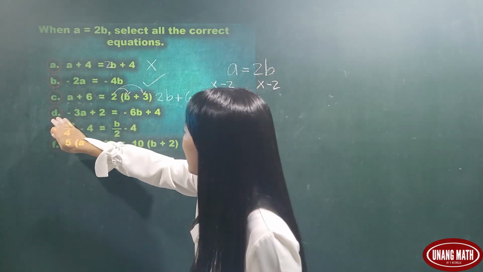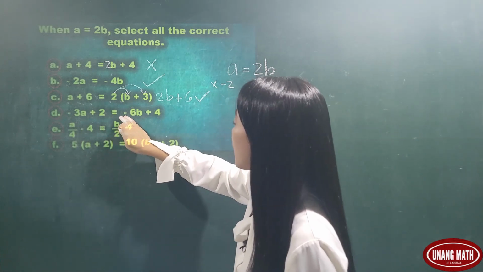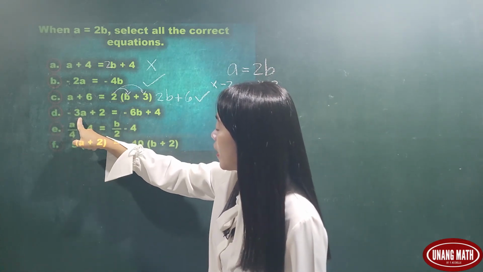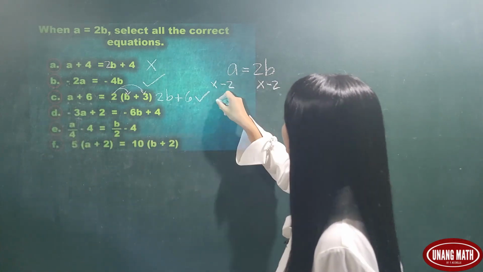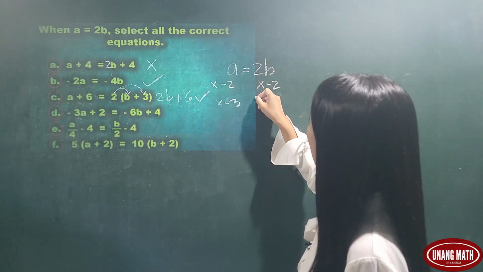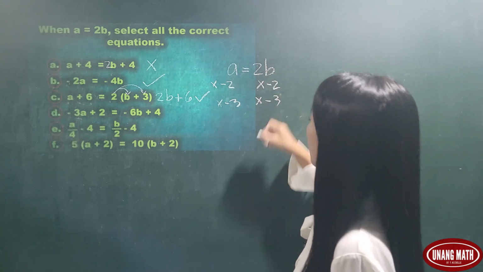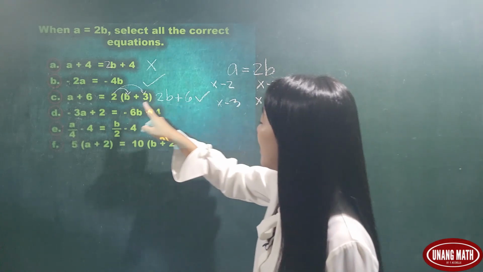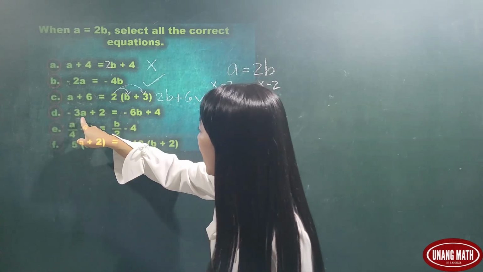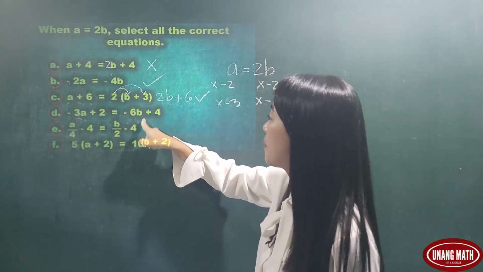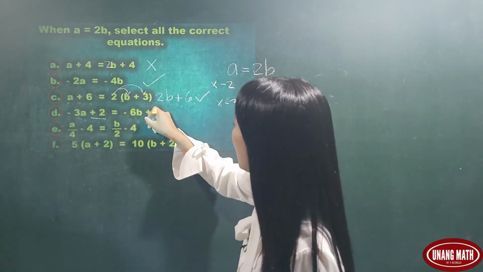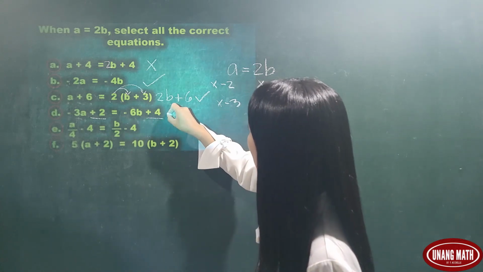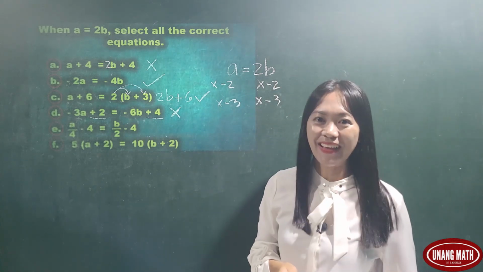Okay, how about letter D? Negative 3a plus 2 is equal to negative 6b plus 4. Okay, if we multiply negative 3 to a, we have to multiply negative 3 on this side also. So 2 times negative 3 is negative 6. So negative 3a is equal to negative 6b. But this is 2 and this is 4. So that means equation D is not correct.